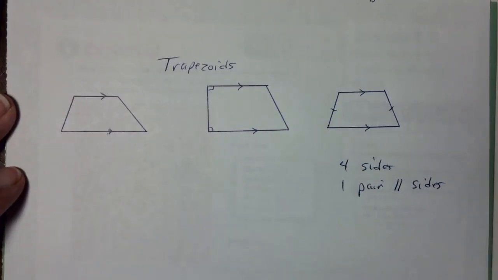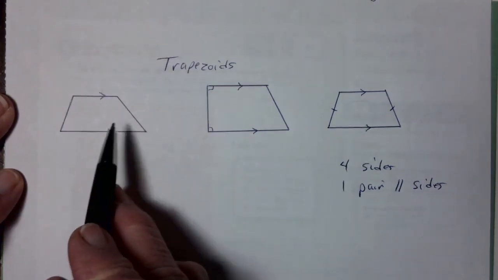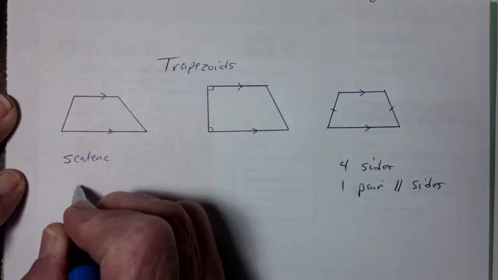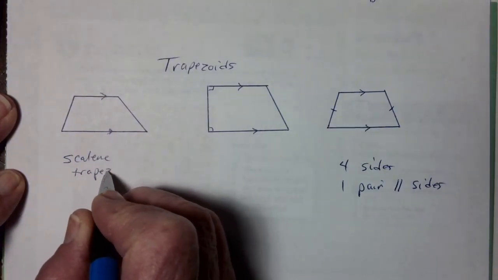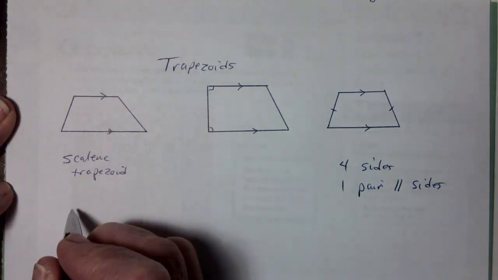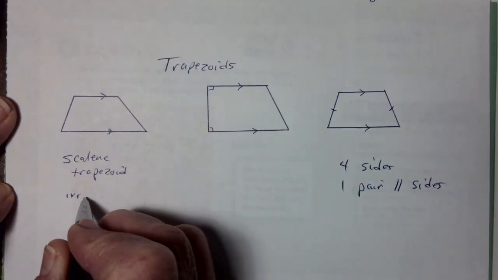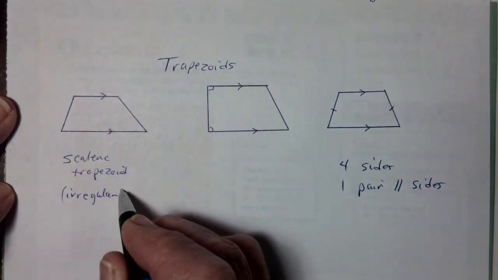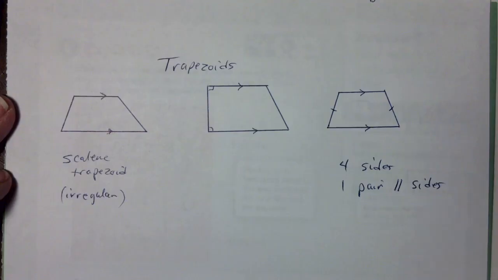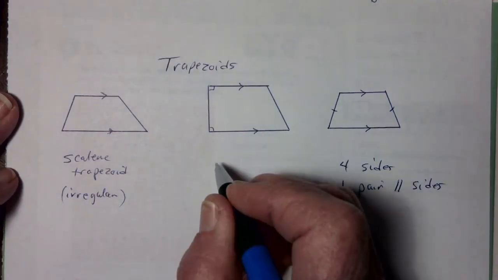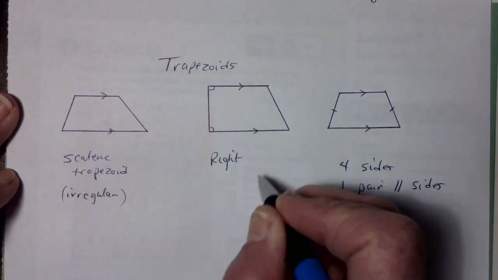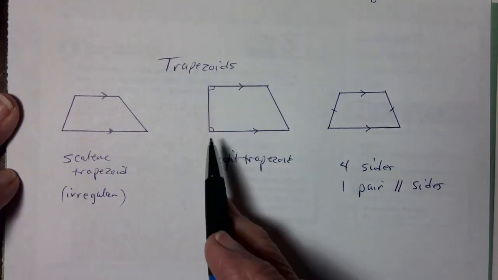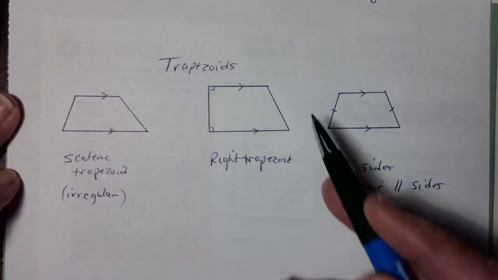And then we're going to identify the different types of trapezoid. Okay, well, these two sides don't match, so this one is called a scalene trapezoid, or in some textbooks it calls it an irregular trapezoid. That's another way of saying that those two other sides don't match. This one is called a right trapezoid because it has two right angles in it. This side straight and this side slanted.